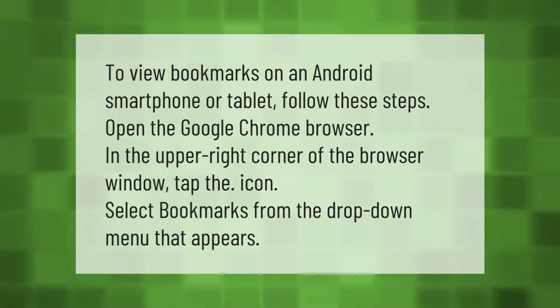To view bookmarks on an Android smartphone or tablet, follow these steps. Open the Google Chrome browser. In the upper right corner of the browser window, tap the icon. Select Bookmarks from the drop-down menu that appears.